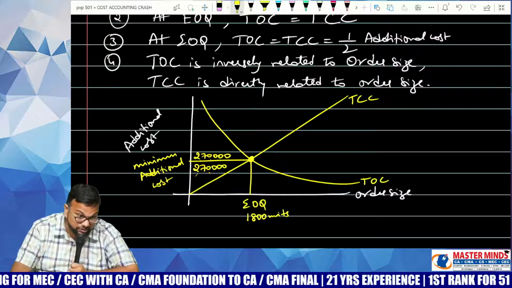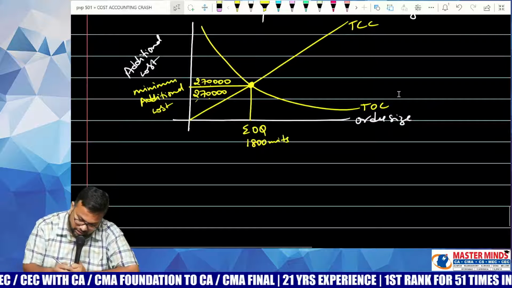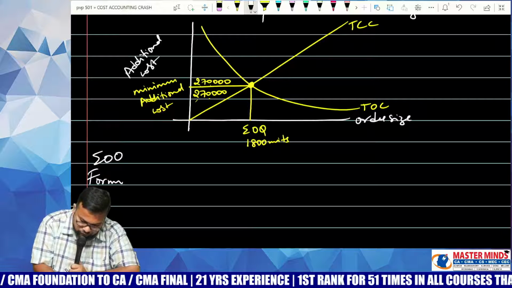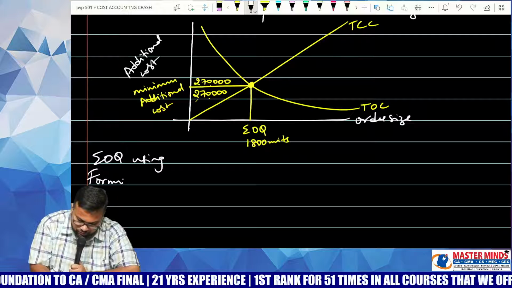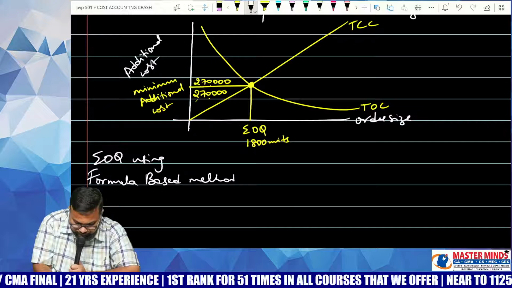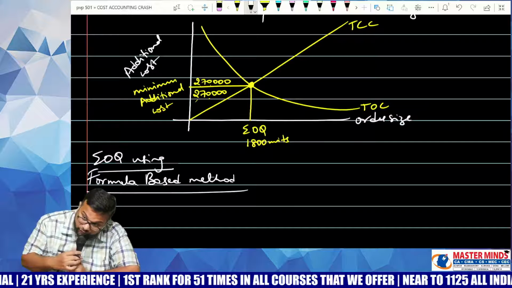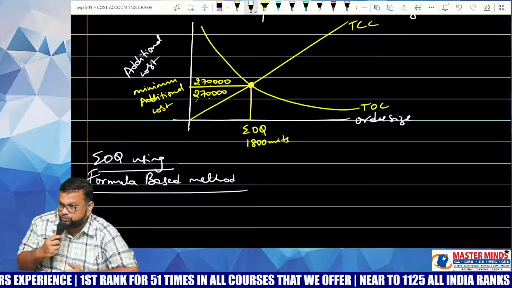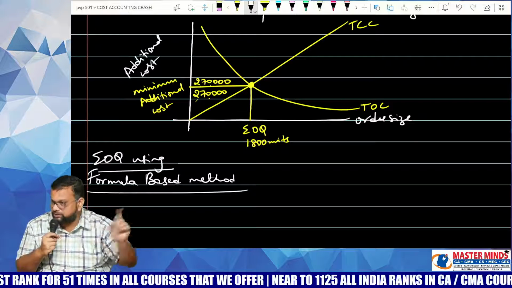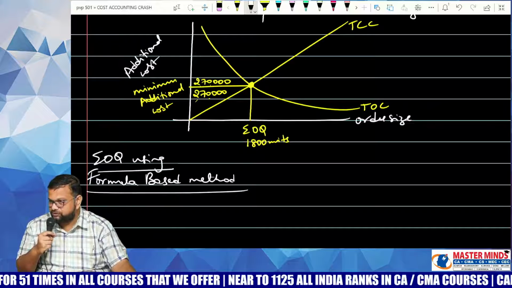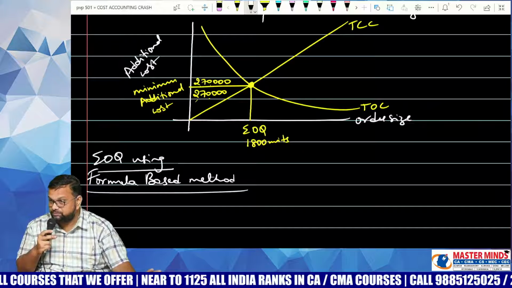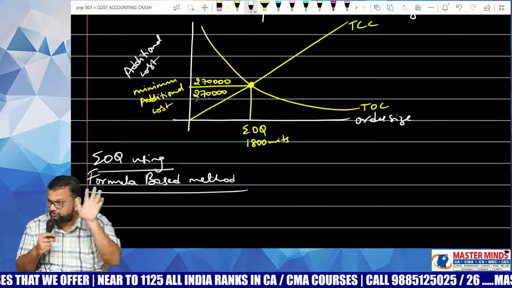Next, formula based method. EOQ using formula based method. Now don't ask me how we got that formula. If you are expert in mathematics, you can use maxima and minima technique to derive that formula. That was done by a student in my earlier class. He was quite interested in mathematics, so he said that by using maxima and minima concept, we can derive that formula.